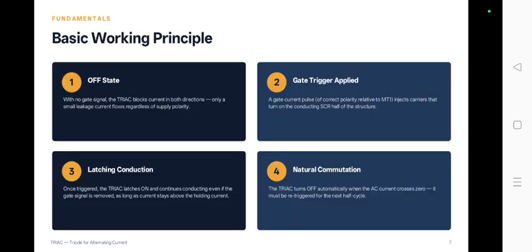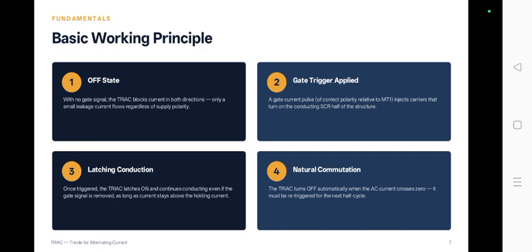Next is the basic working principle. First, in the off state with no gate signal, the TRIAC blocks current in both directions. Only a small leakage current flows regardless of supply polarity. Next, gate trigger applied. A gate current pulse injects carriers that turn on the conducting SCR half of the structure.